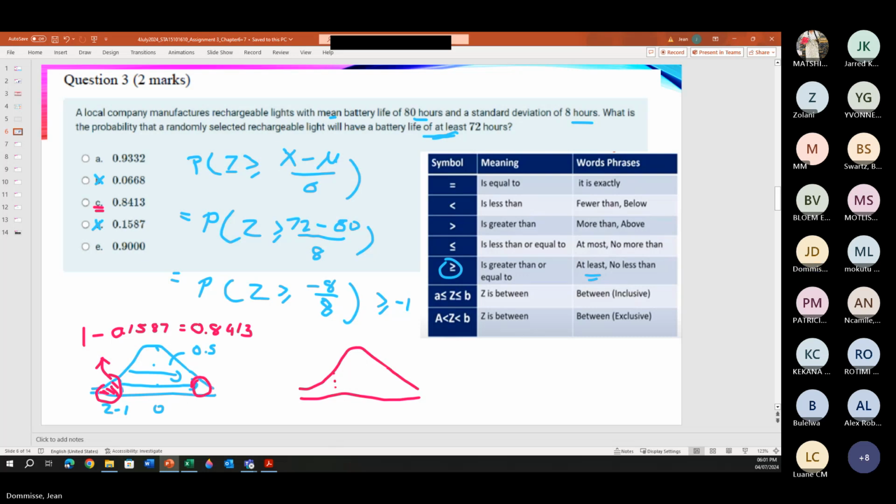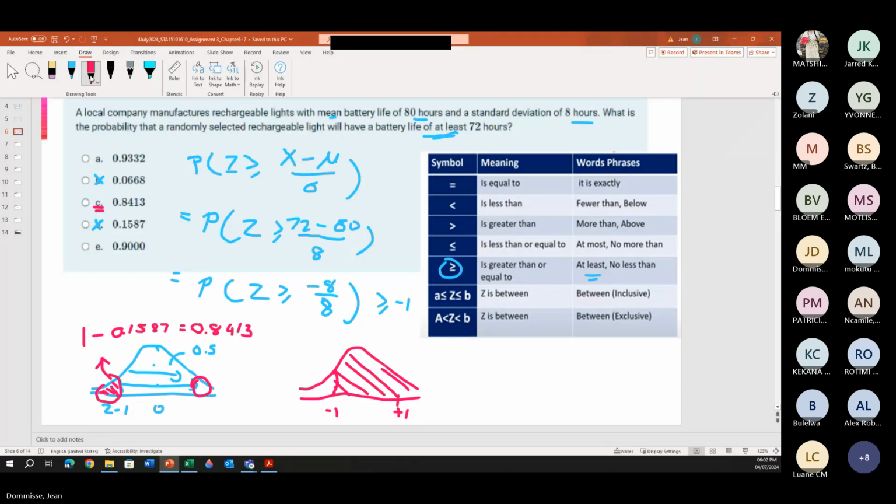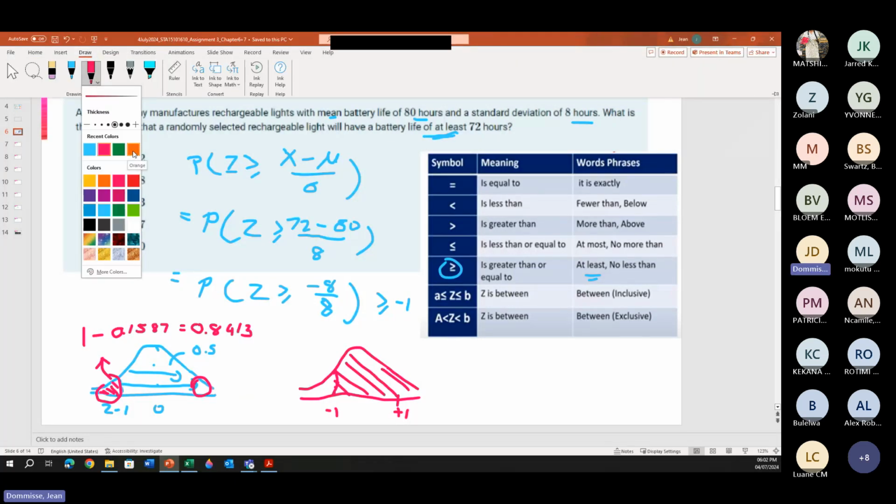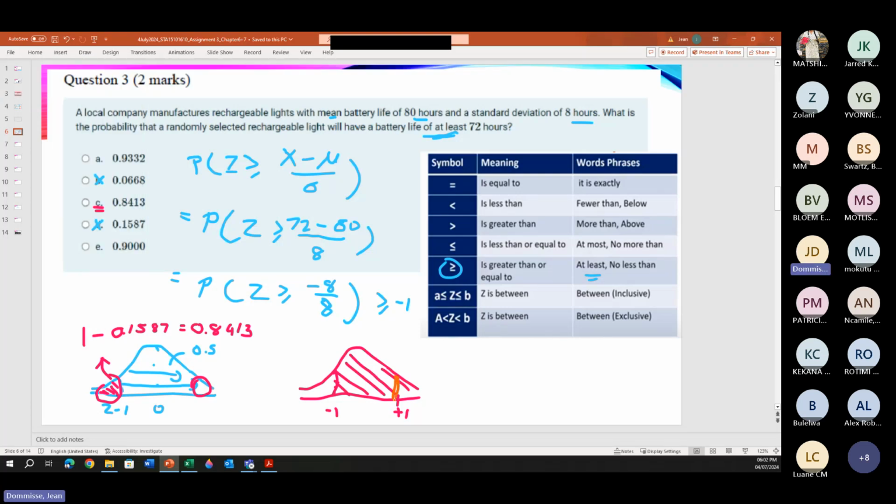So if I had the minus 1 here, this area is the same as this area that I'm now going to color in with orange. So just remember, symmetry goes both ways. So that will be the same area as well.